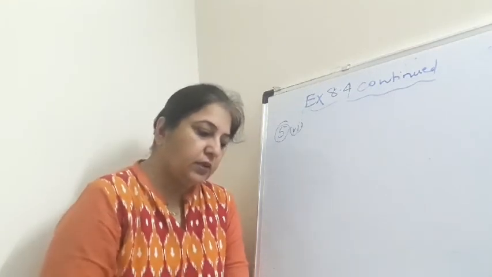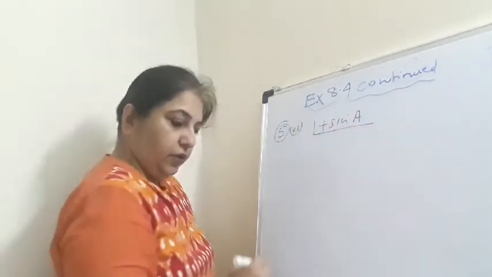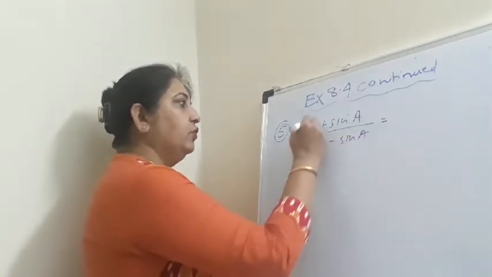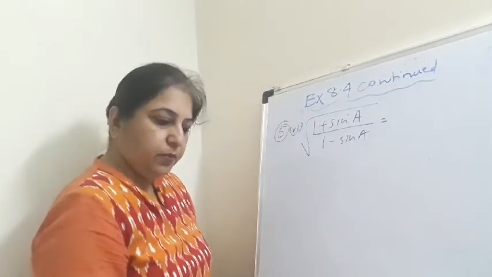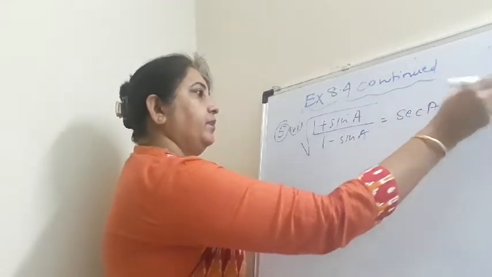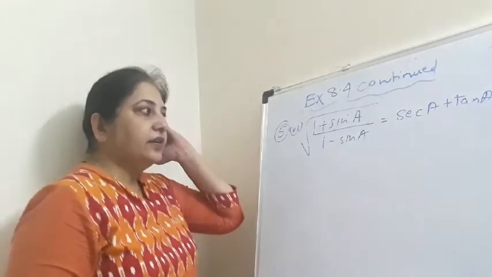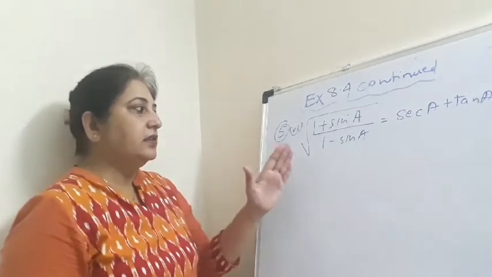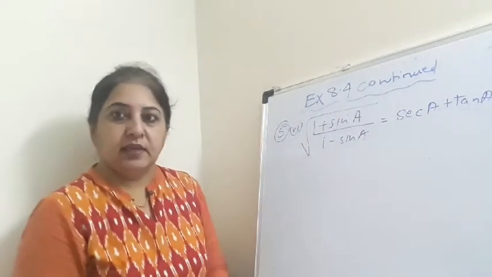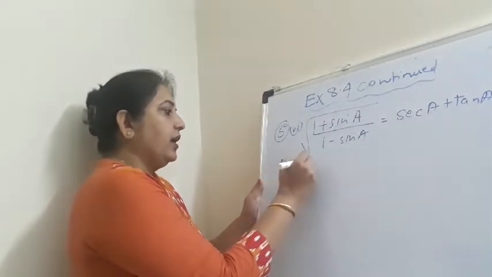Now the sixth one says: the square root of (1 plus sine A upon 1 minus sine A). We have to prove it is equal to sec A plus tan A. To prove this, if we have a radical sign here, we can remove this root sign by squaring both the sides, that is LHS and RHS. So the first step we'll take is squaring both sides.